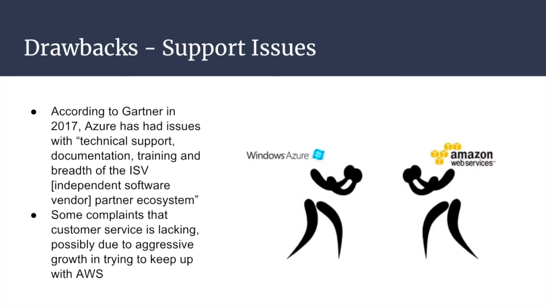Another example of some drawbacks with using Azure is some support issues. According to Gartner in 2017, Azure has had some issues with technical support, documentation, training, and breadth of the ISV partner ecosystem. There have also been some customer complaints that customer service is lacking at times with certain services, and this could be due to aggressive growth. It seems like AWS is generally seen as the innovator, and then Microsoft Azure kind of has to keep up with AWS as they continue to change the market.